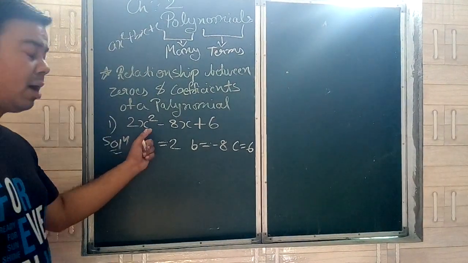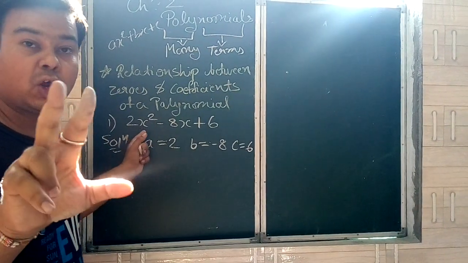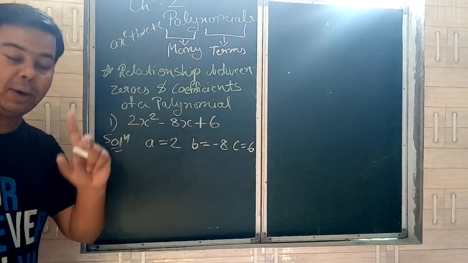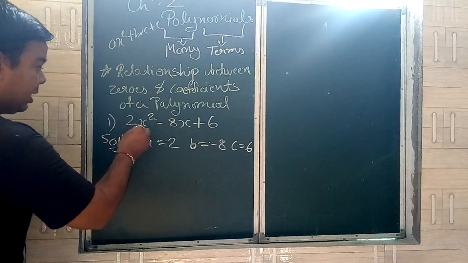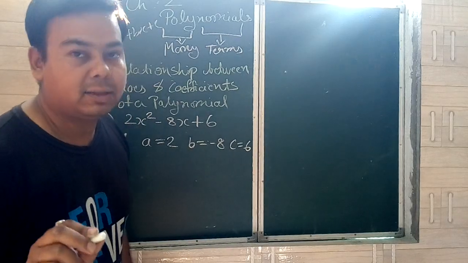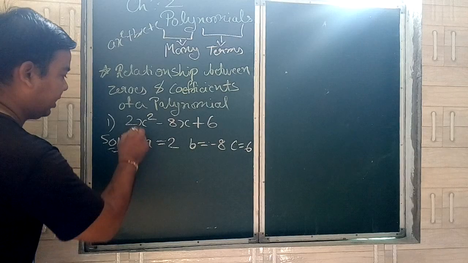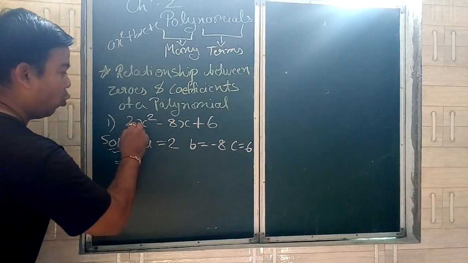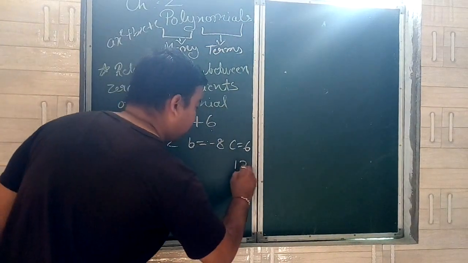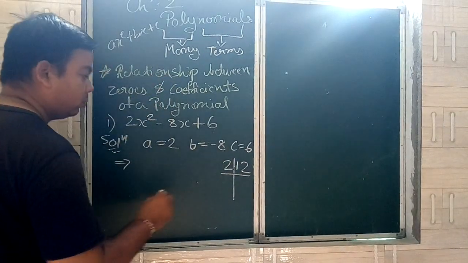So it is a quadratic polynomial. How many solutions, zeros, do we get? 2, because the highest power is 2, so our zeros are 2. This equation is solved by the factorization method, split up method. Okay, so 2x square minus 8x plus 6. So factorize: 2 into 6 is 12.